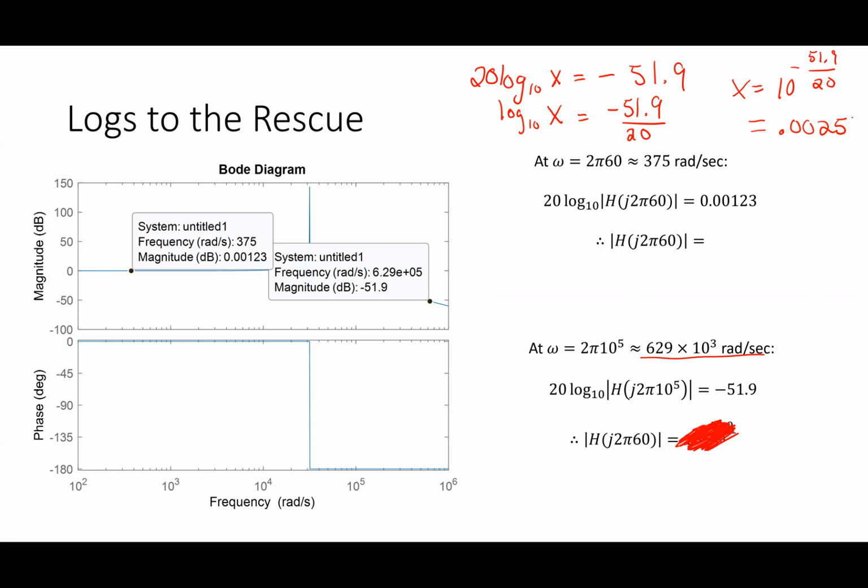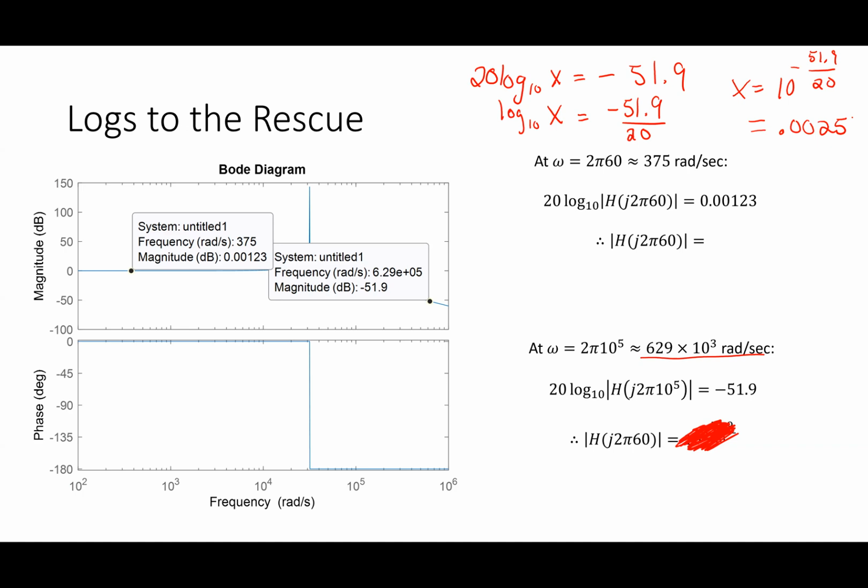So what does that mean? It means that if my input had an amplitude of 1 amp, my output would have an amplitude of what? 2.5 milliamps. All right. So what it's done is it's filtered that out, it's attenuated.